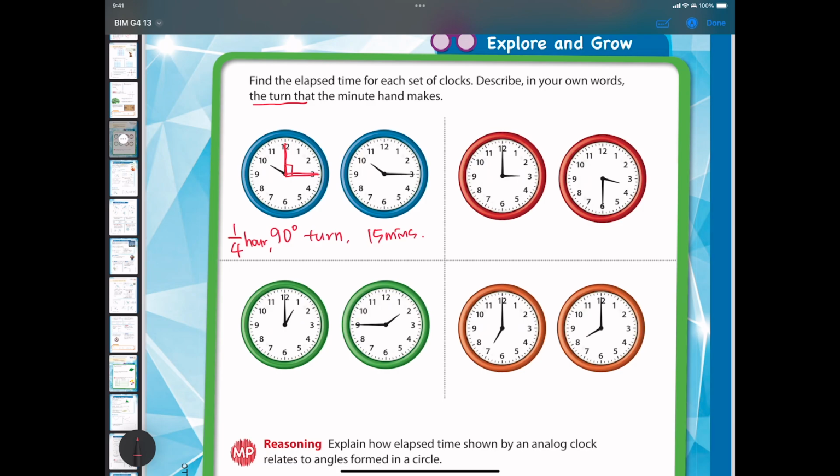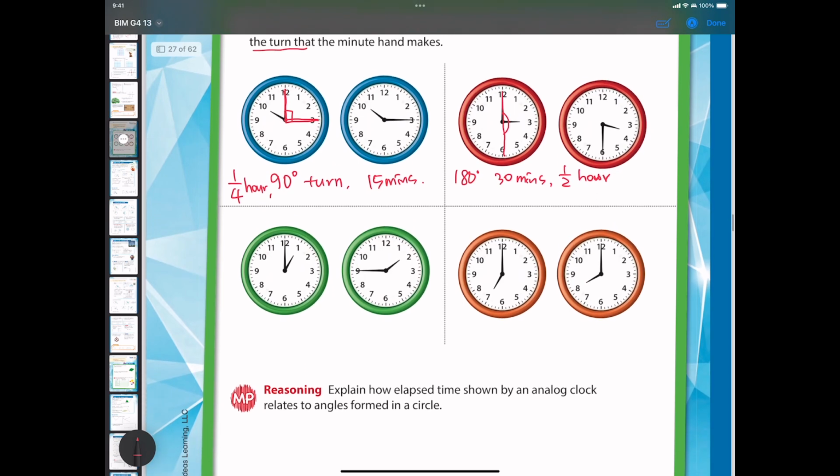Share it later. Now the red clock: look at this, the minute hand goes from 3 o'clock to 3:30. So this is what? A straight angle, which is 180 degrees. And what else? You can say 30 minutes, and you can say half hour, right? And I guess that's it for me. If you have anything else, please let us know.